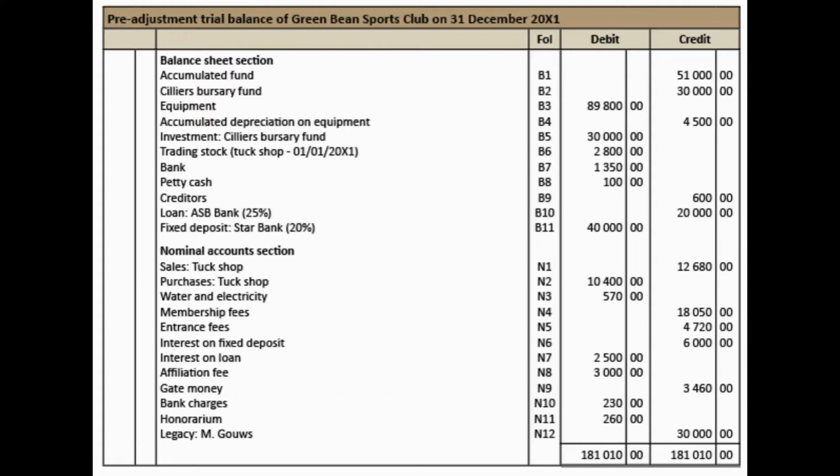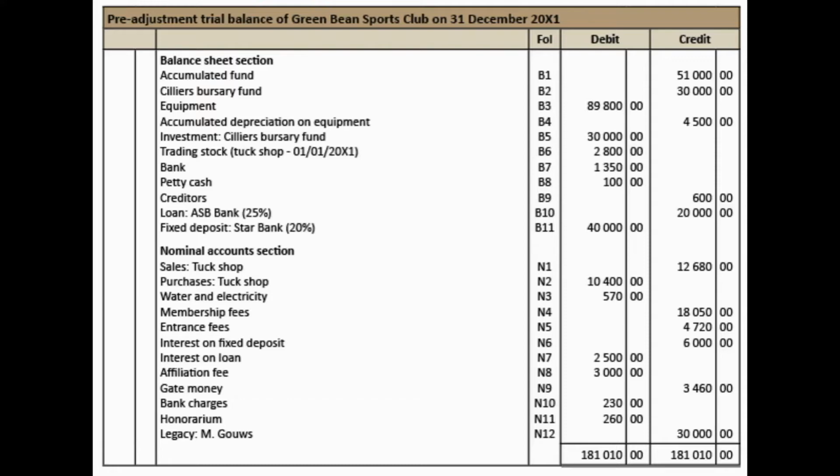Okay, number 4, make a provision for the interest on the fixed deposit. The investment was made 2 years ago. In other words, it was longer than a year ago. Okay, what was the fixed deposit? Let's just see what was the fixed deposit. It was 40,000. Okay, now let's take 40,000 times 20% gives you 8,000. Okay, that was 8,000 we were supposed to receive for the financial year.